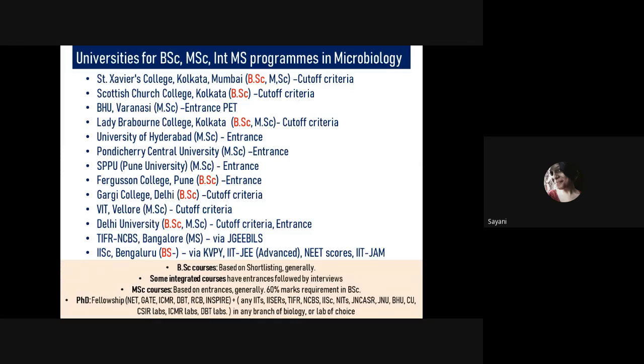Via KVPY, IIT JEE Advanced, NEET, and also if you want to do a PhD, it's based on the IIT JAM course. So basically, BSc courses are based on shortlisting generally, and some integrated courses will have their own entrances followed by interviews. Masters also based on entrances generally, and you will require at least 60% marks in BSc for pursuing masters. For PhD, you can apply for fellowship by writing exams like NET, GATE, ICMR, DBT, RCB, and you can also avail Inspire if you are a topper.